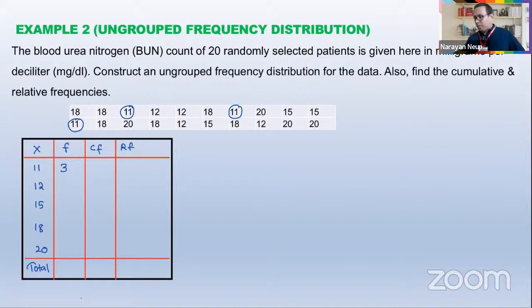Okay, I hope you have those numbers now. So when you count, how many 12 are there? 4 of them. That's correct. How many 15? 3. How many 18? 6. And how many 20? And did you add all of them? 20. So n is equal to 20.